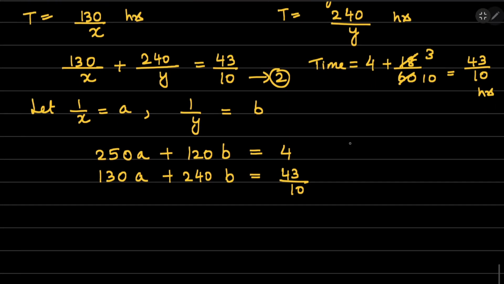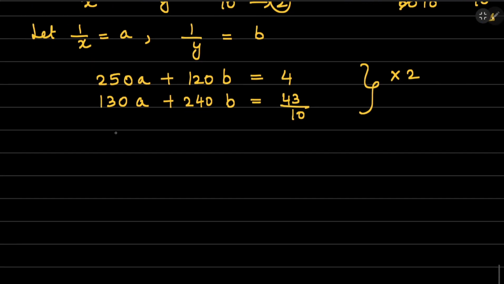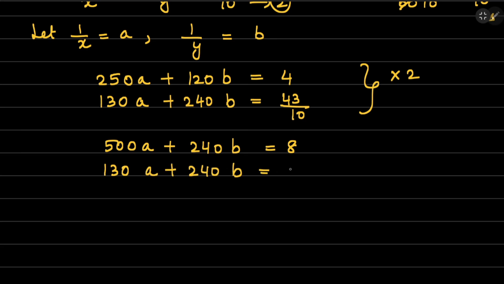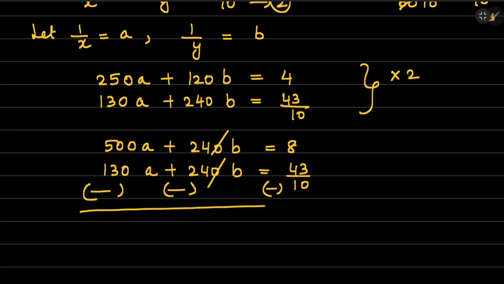Now what you can do is use the elimination method. Multiply the first equation by 2 throughout. So you'll have 500a plus 240b equal to 8. The second equation, let it remain as it is: 130a plus 240b equal to 43 by 10. Subtract it. Change the sign. So now what will happen? 240b minus 240b will get cancelled.